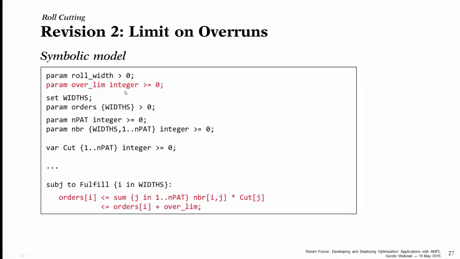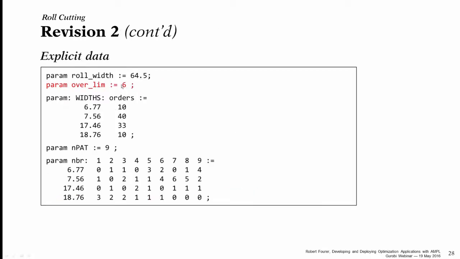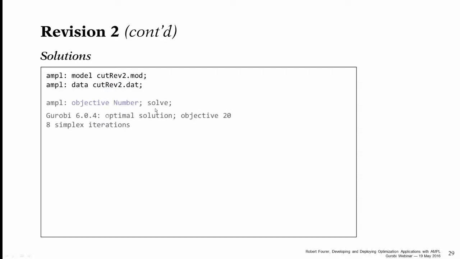You need to go back and set an overrun limit. And so now I've changed my cutting to say that the number of each width cut is greater or equal to the orders and less or equal to the orders plus the overrun limit. So I'm now saying, well, you're limited in how many extra ones you're allowed to cut. And now in my data, if I add an overrun limit of 6, what I see from that same example is when I minimize the number cut, I get the same as before.